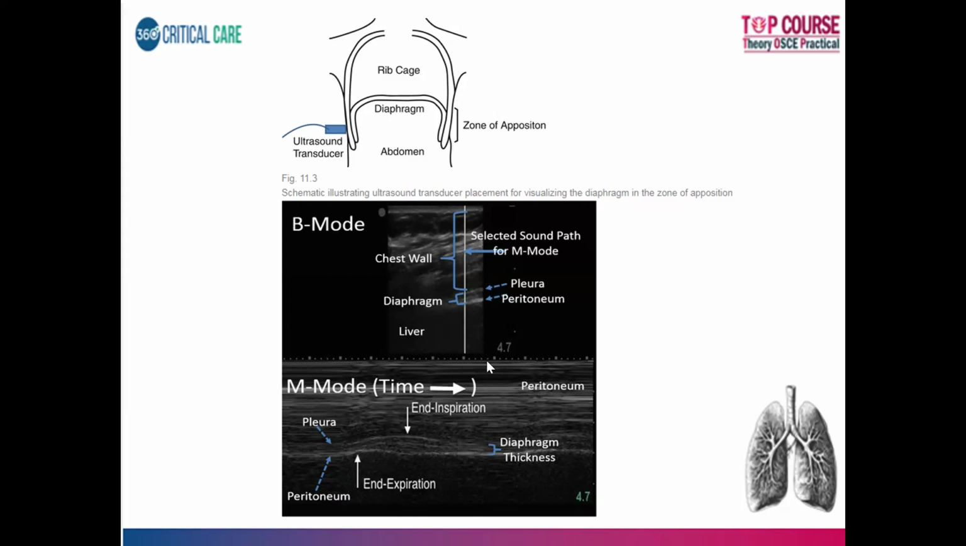You need to measure this in something called the zone of apposition. You see the image here, where on the right side we have a pointer measuring the zone of apposition. Zone of apposition refers to the point where the rib cage meets the diaphragm. These two things together form the zone of apposition. The point where the rib cage meets the diaphragm, that is called the zone of apposition.